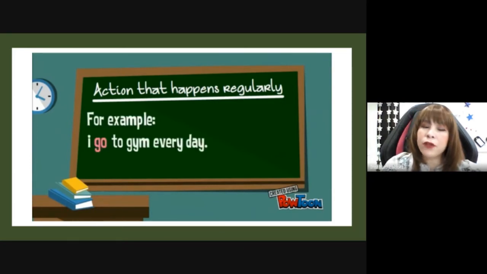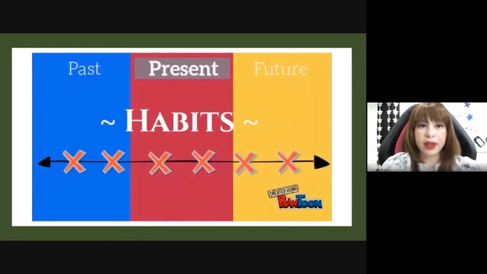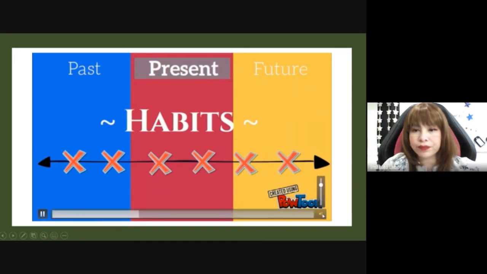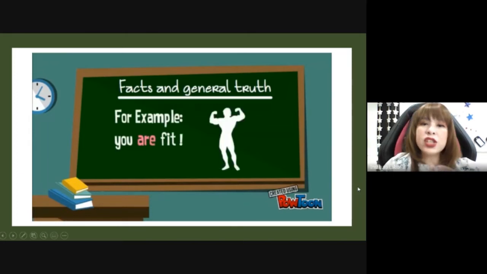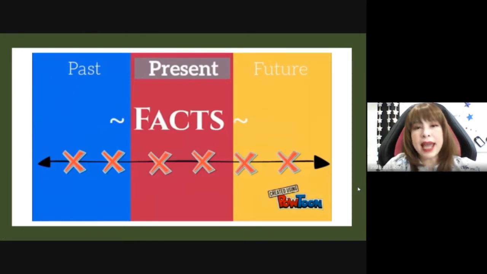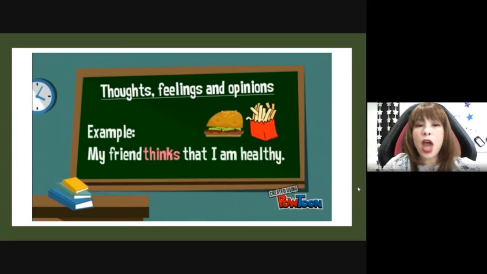Actions that happen regularly, for example, I go to the gym every day. They talk about habits. The present talks about habitual actions. Like, for example, facts and general truths. You are fit. The present tense talks about facts. Thoughts, feelings, and opinions. For example, my friend thinks that I'm unhealthy.